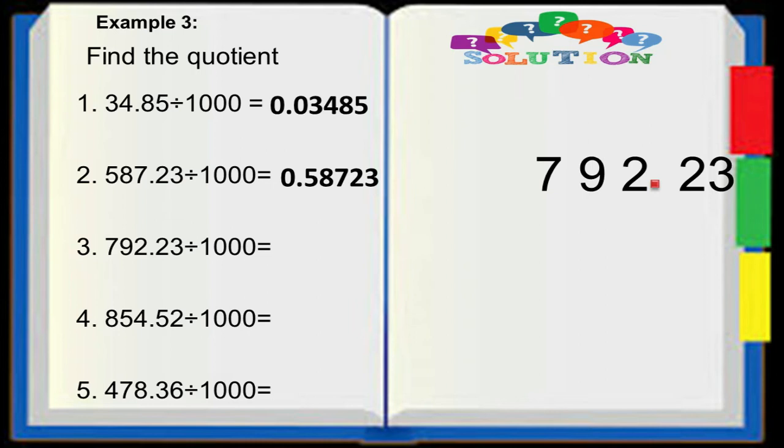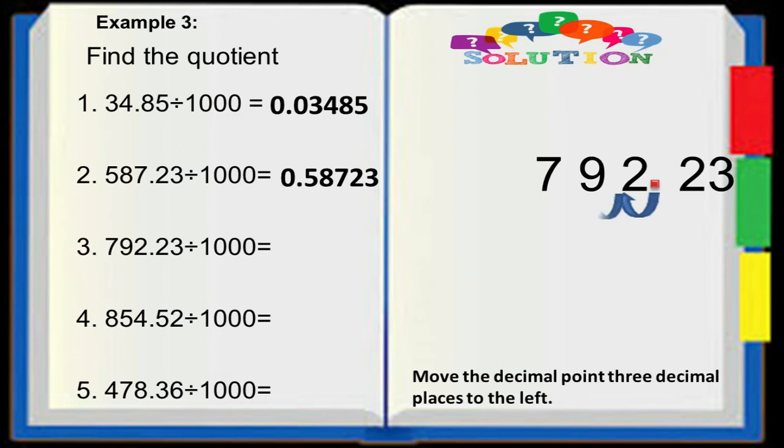For number 3, 792 and 23 hundredths divide by 1,000. Move the decimal point 3 places to the left, 1, 2, and 3. Move the decimal point here, right 0. The answer is 79,223 hundredths.